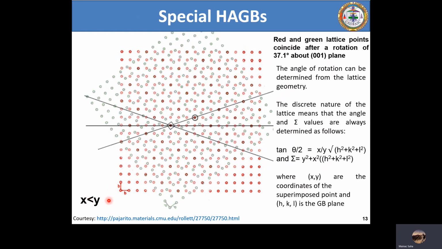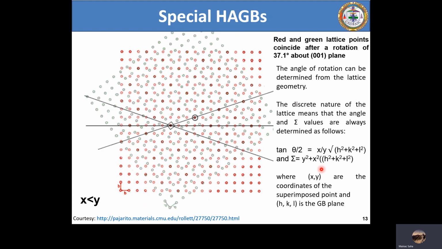In general, in the case of a CSL boundary, x is much lesser than y. Y is the vertical distance, and x is the horizontal distance, so x is always lesser than y. This is generally the case for the sigma boundary. To obtain such a group, we have to do some rotations and see how we can obtain the different sigma boundaries. This is just a very simple example of the sigma 5 boundary.